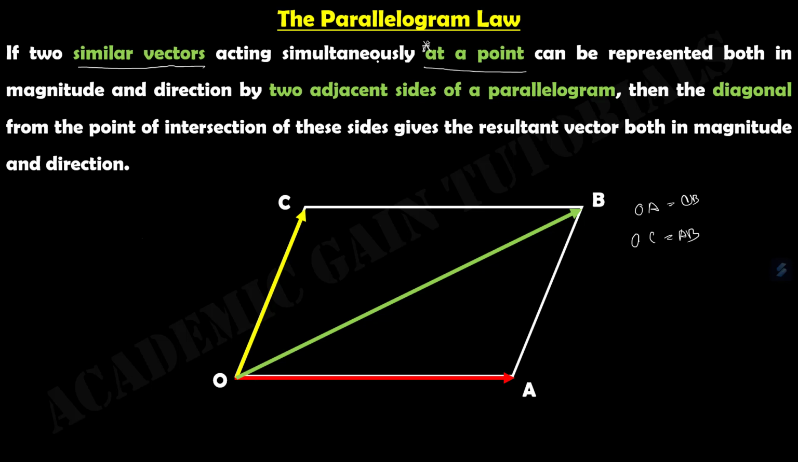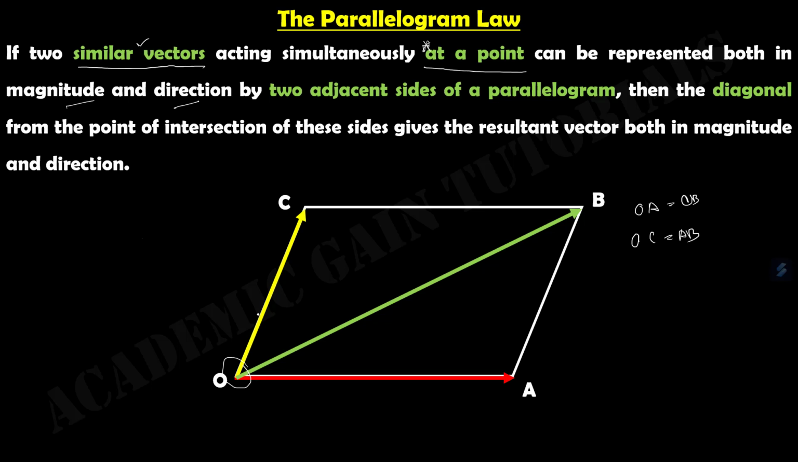By the help of this law, we can have the magnitude and the direction by two adjacent sides of a parallelogram. If these two vectors can draw a parallelogram, then the diagonal from the point of intersection of these sides gives the resultant vector both in magnitude and direction.